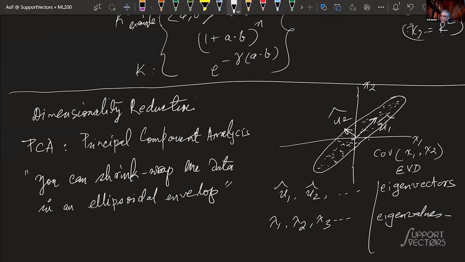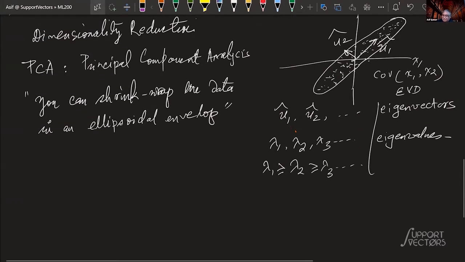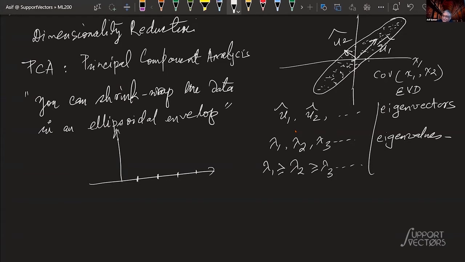And the beautiful thing is that they have an order. Lambda 1 is greater than or equal to lambda 2, which is greater than or equal to lambda 3. And not only is it like that, but it follows an interesting behavior, sort of a power law decay behavior. Quite often, you will notice that lambda 1 will be pretty high, lambda 2 will be, let us say if you're lucky, like this, lambda 3 will be like this, lambda 4 will be like this. So what will happen is, if you connect these lines, you notice that there is an elbow here.